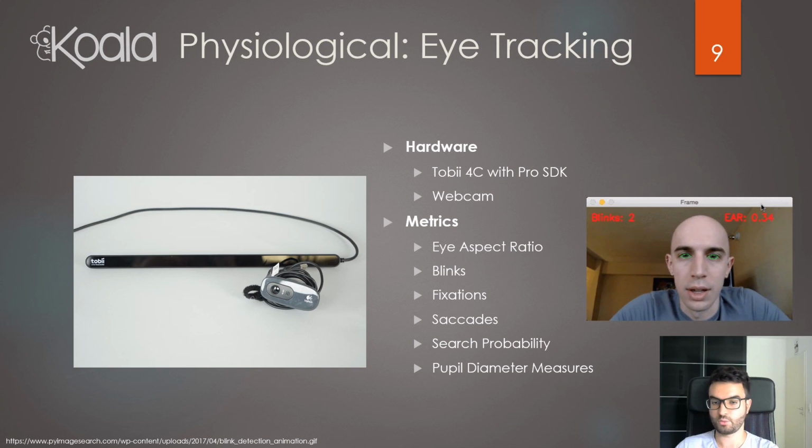For eye tracking, we integrate the Tobii 4C eye tracker and a webcam. With the webcam, we just calculate the openness of the lids, which you see on the right. So that's the eye aspect ratio, and with the eye tracker we capture blinks, fixations, saccades, and of course the durations. We re-implemented a paper to capture if the user is searching for something, and we integrate pupil diameter measures such as the index of cognitive activity.